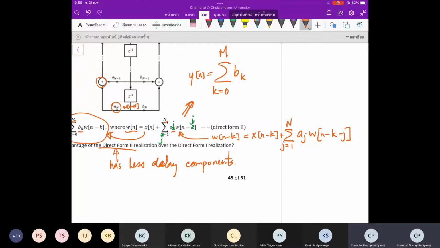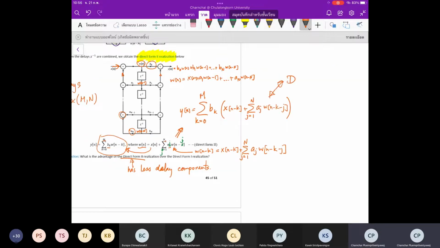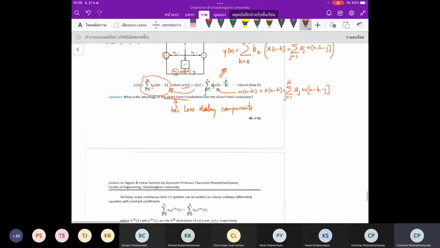So we're going to have wn, which is this thing, times x n minus k plus summation j from 1 to N aj w n minus k minus j. So this is the direct form 2 realization. We got direct form 1, we got direct form 2. That's pretty much it.